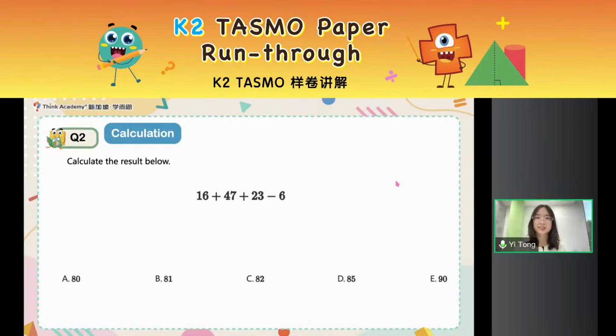So question 2, this is a calculation. How can we do it super fast? We got some tricks. So look at these numbers, observe them. For addition, we can look for good friend pairs that make a 10. And for subtraction, we can look for same numbers, or we call them brother numbers. And let's bring them together.